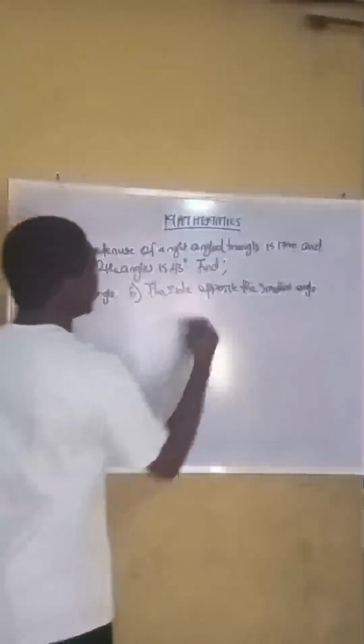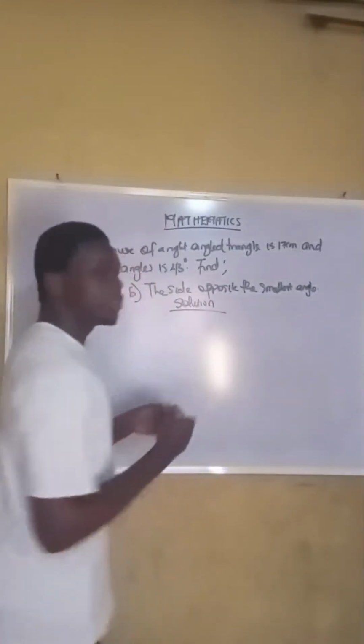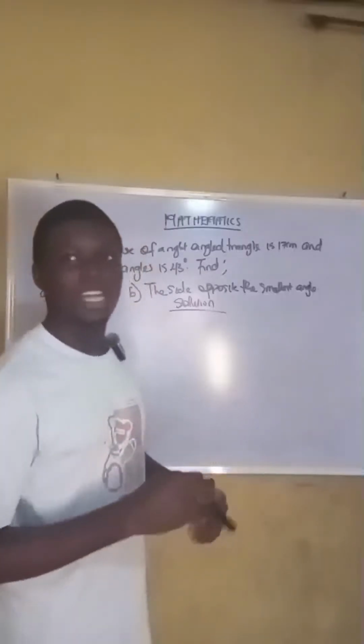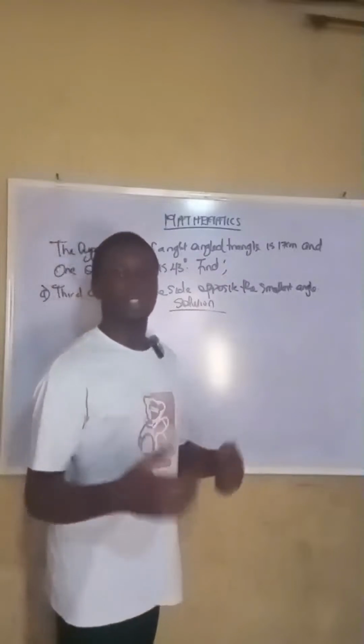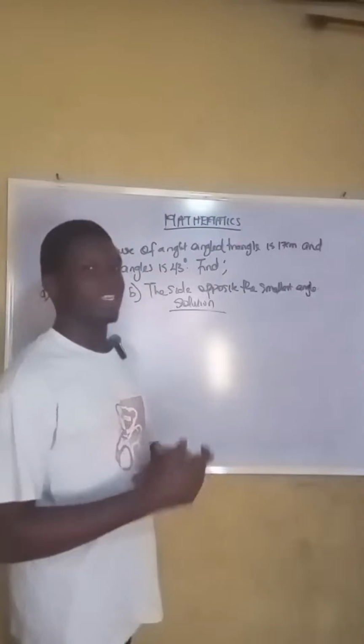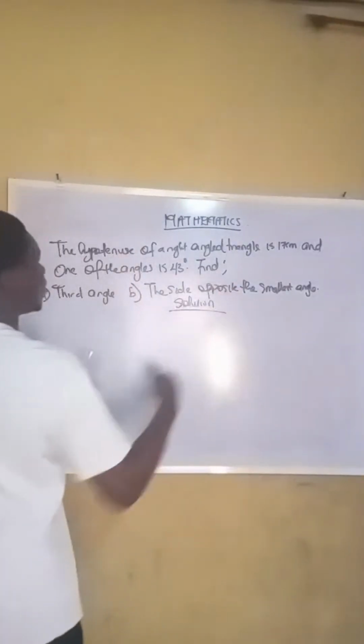Now, how do you solve this problem on the board? Solution. First of all, you need to understand the question, because most times what fails students is not that they don't know the formula or what to do. It's just that they don't understand the question properly before they start performing calculations. So now let's look at it together.